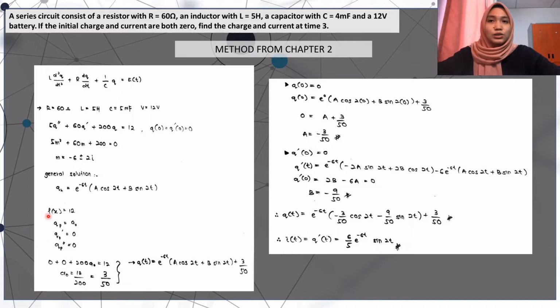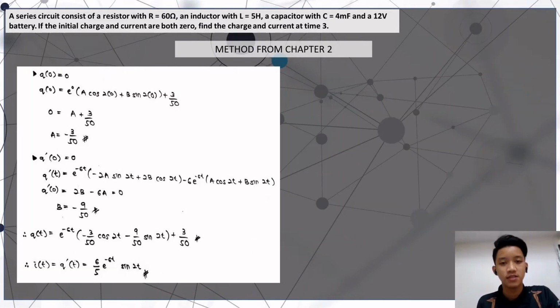Then we need to differentiate Qp twice, and both answers are 0. Next, we insert back into this equation to find the Qp. So the answer for Qp is 3/50. So now we have Qp and Qh, and the sum of the Qh and Qp gives this answer. Now we want to look for the constant values, which are A and B.